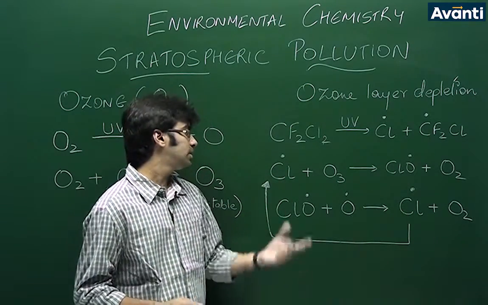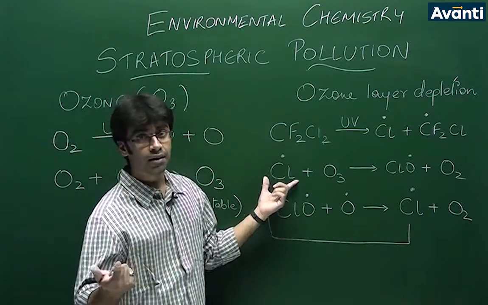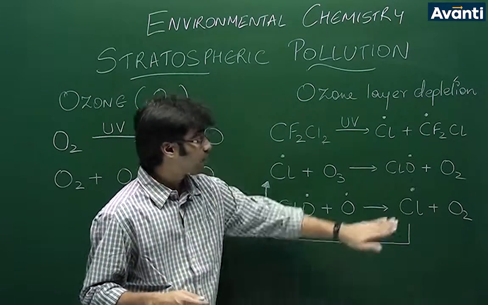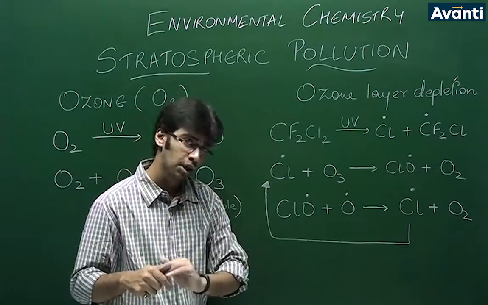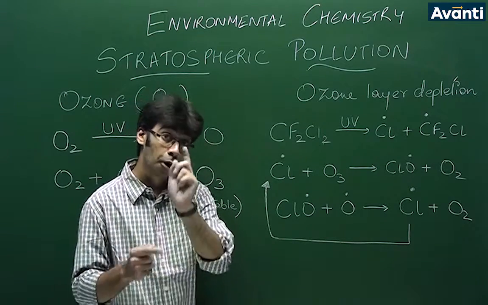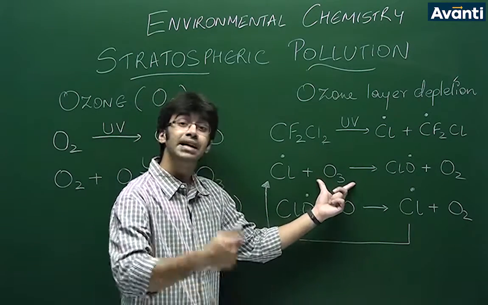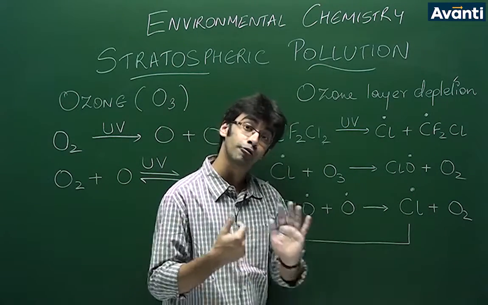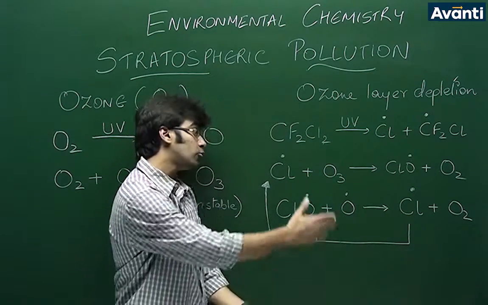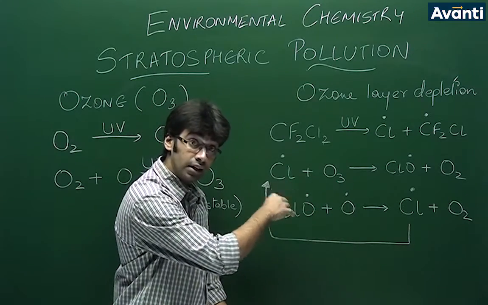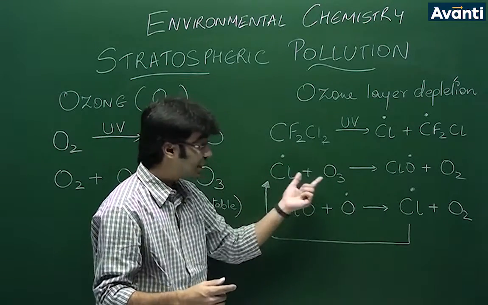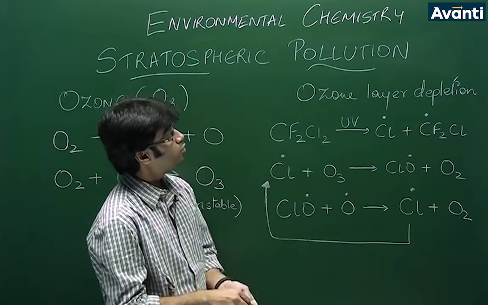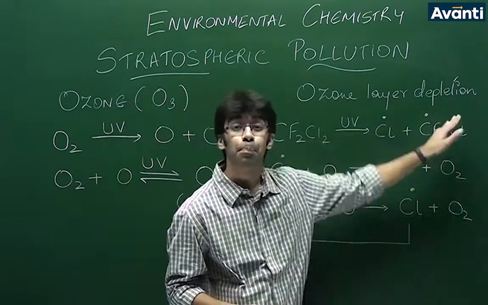Now that is okay because there will be some Cl free radical created, then it will get used up again. There will be some ClO free radical created, it will get used up again. So no problem. The problem is ozone keeps getting used up in this process, and only oxygen keeps getting formed, which means all the ozone that was present in the layer at that point of time starts getting consumed here, which is why we call it ozone layer depletion.